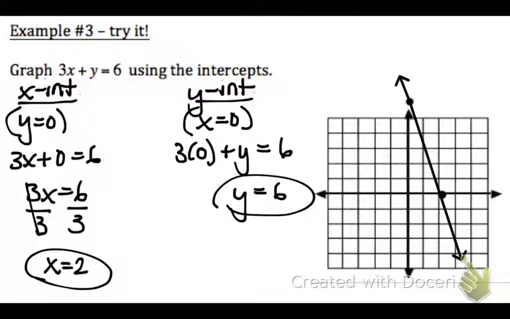So here are the answers for example number 3. The x-intercept is 2, the y-intercept is 6. I placed my 2 dots, and that's my line. If you got it correct, awesome. If you didn't, I'd like you to take a look at this last slide and compare it with your work to see where you messed up. Because you're going to do an example like this on your gate check.